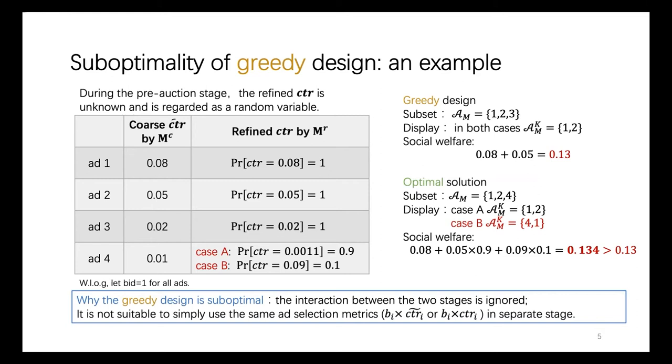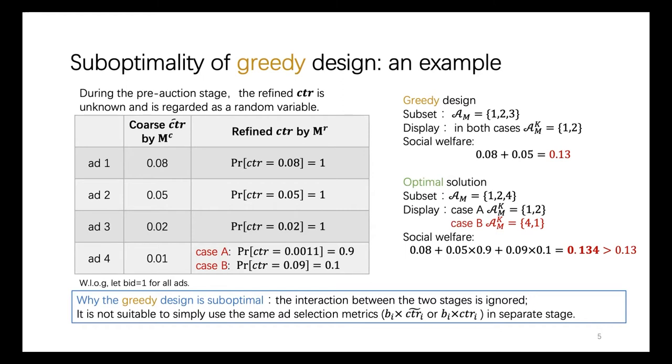Case A happens on a high probability of 0.9, while the refined CTR is a small value, 0.0011. Case B happens on a low probability of 0.1, while the refined CTR is a large value, 0.09. The average value of refined CTR is equal to the coarse CTR without loss of generality. Let bid equal 1 for all ads.